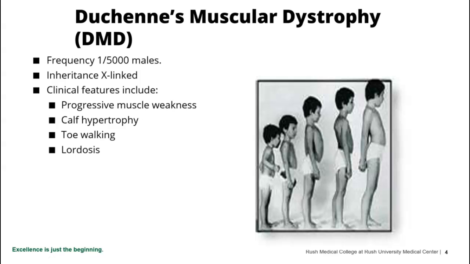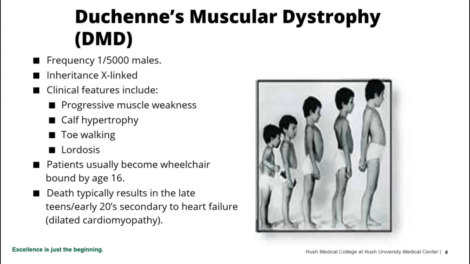Toe walking, lordosis, so you can see this progressive lordosis. And patients usually become wheelchair bound by around the age of 16. Death usually in the late teens to early 20s because of heart failure or dilated cardiomyopathy.